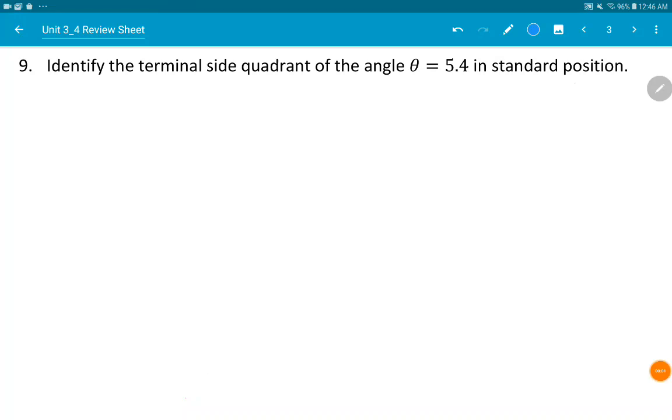Unit 3-4 review sheet number 9. We need to identify the terminal side quadrant of the angle 5.4. There's no degree sign, so that is in radians.